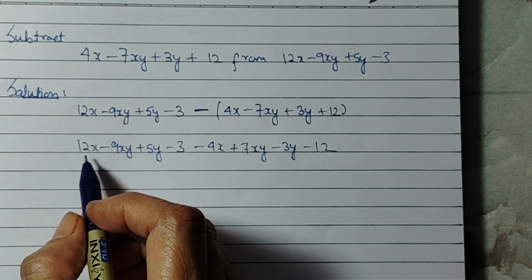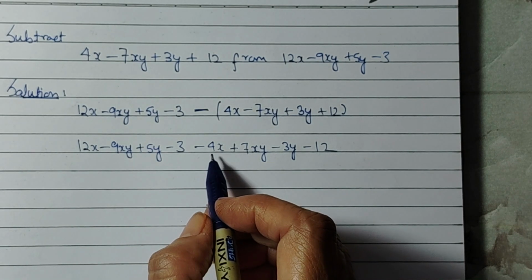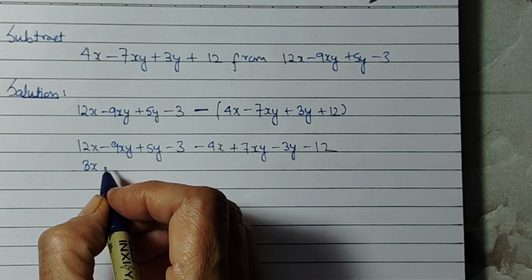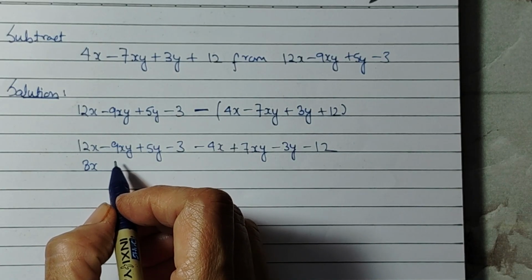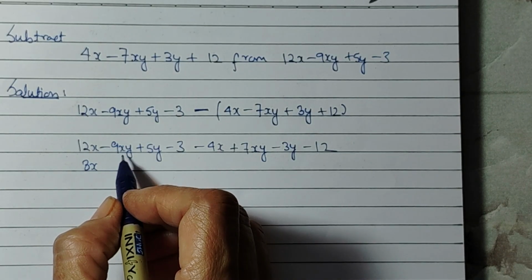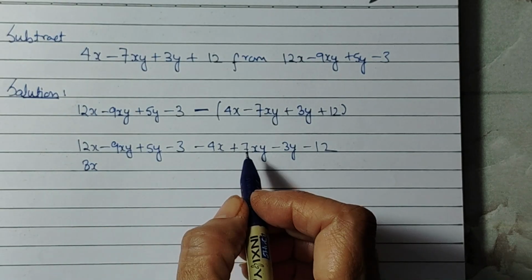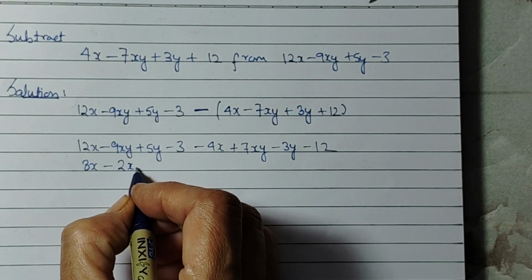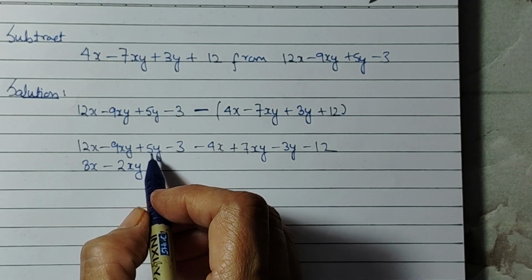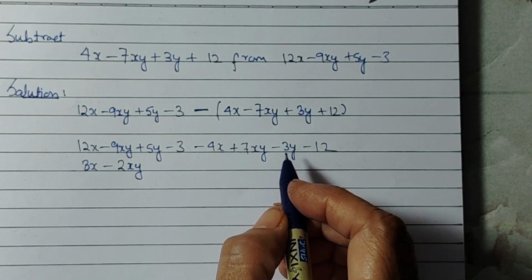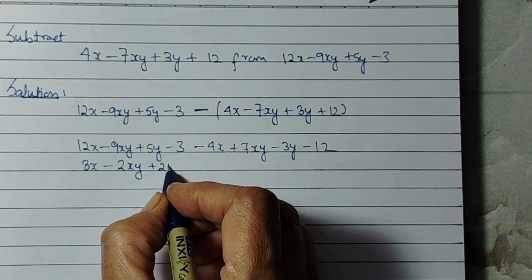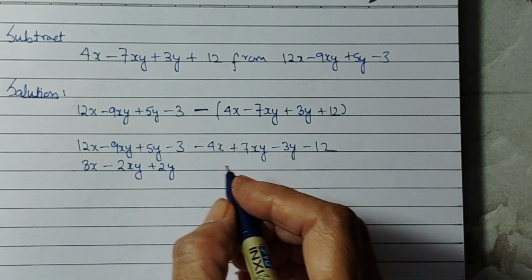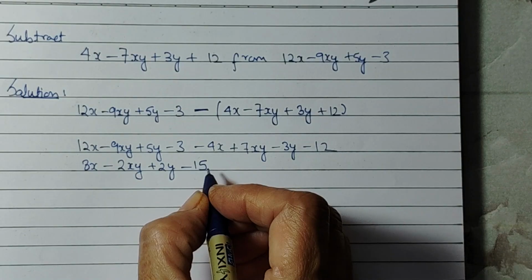First we will handle the term of x, 12x and minus 4x. It will become 8x. Now the xy term will be handled. It is minus 9xy and plus 7xy. It will become minus 2xy. 5y and minus 3y will become plus 2y. And constants will be minus 3 minus 12, which is minus 2.